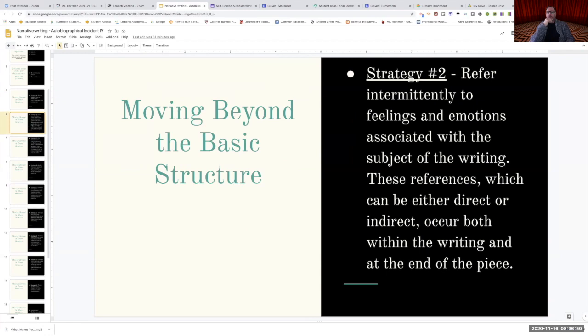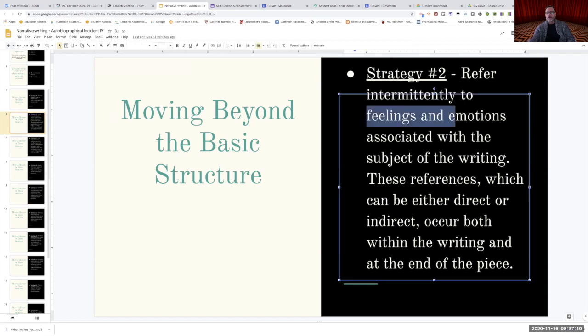So refer intermittently to feelings and emotions associated with the subject of the writing. Okay, that's what I just spent some time going over and showing you. These references, which can either be direct or indirect, occur both within the writing and at the end of the piece. Okay, so the key phrase here is feelings and emotions.